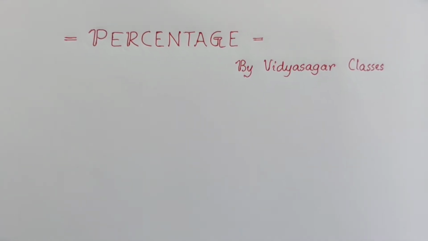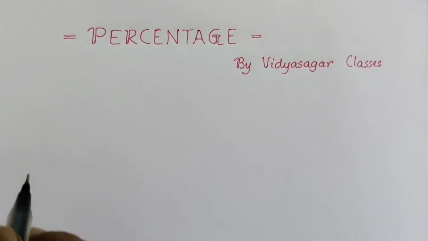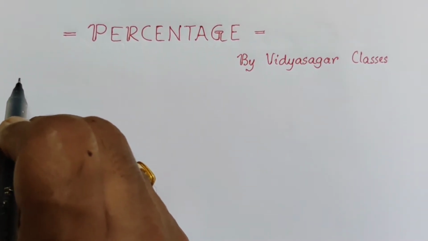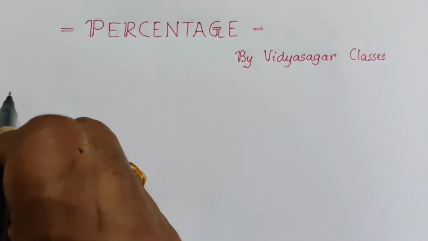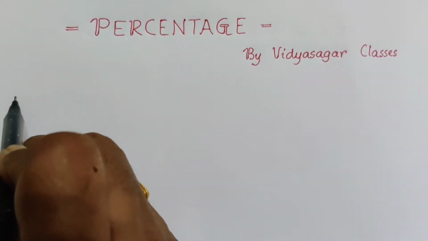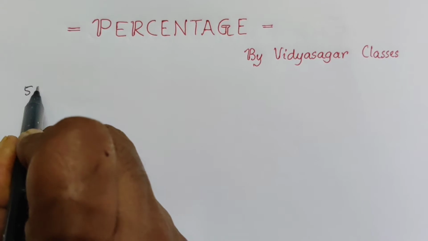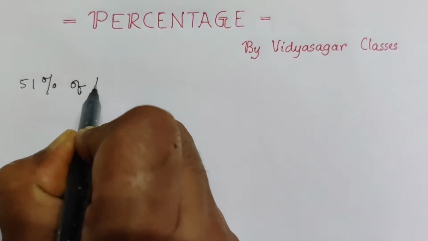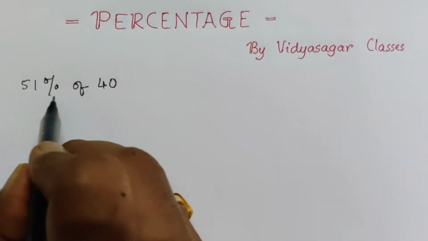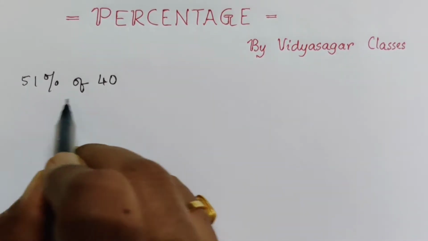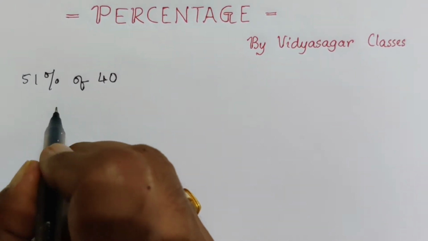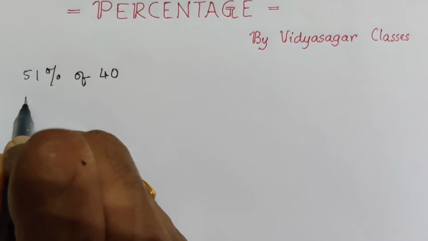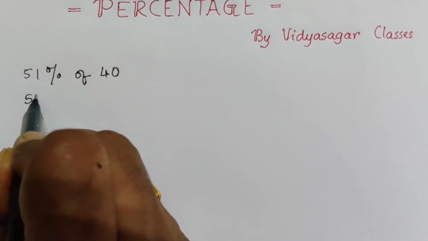Dear friends, we are going to play a trick on percentage problems. Now suppose the problem is like this: 51% of 40. We can easily do it in a traditional method, but here we are going to try it in some other way to do it faster, because in competitive exams you have to do like this.